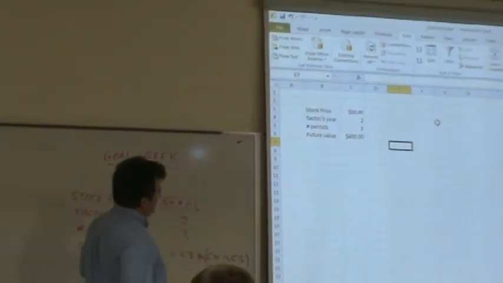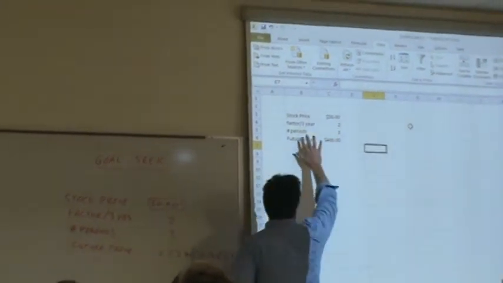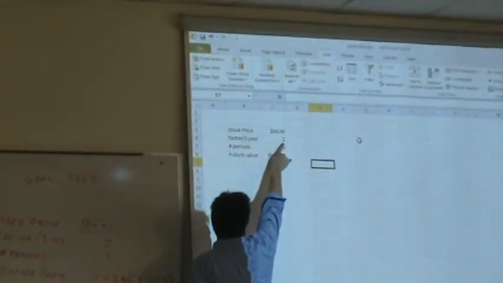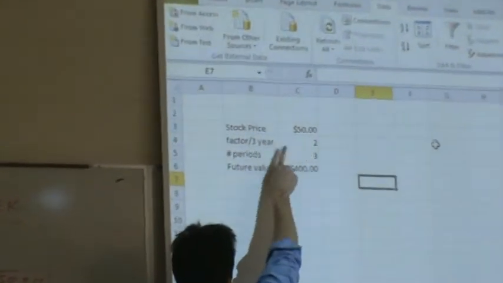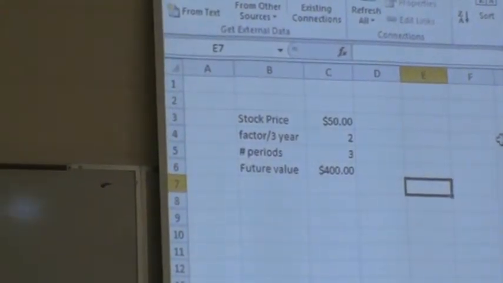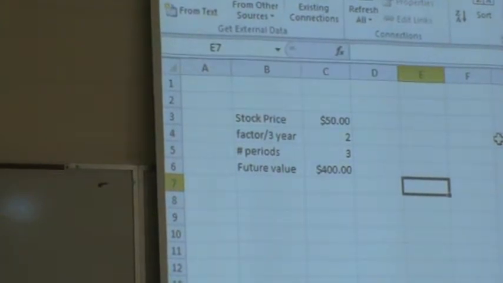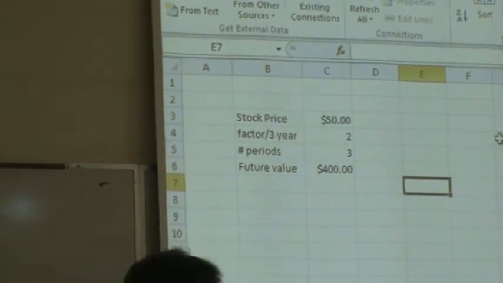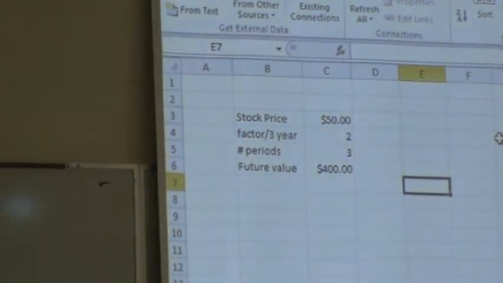Okay, that was a good point to bring up, but what we're doing is we're saying if, for example, the stock price doubled by a factor of 2 every 3 years, and then we let this happen for 3 sets of 3 years, which would be 9 years, what would the price be? So it would go from $50, 3 years later it would be $100, 3 years after that it would go to $200, 3 years after that it would go to $400.